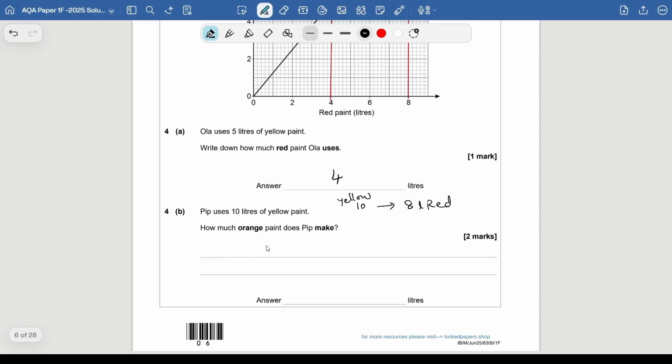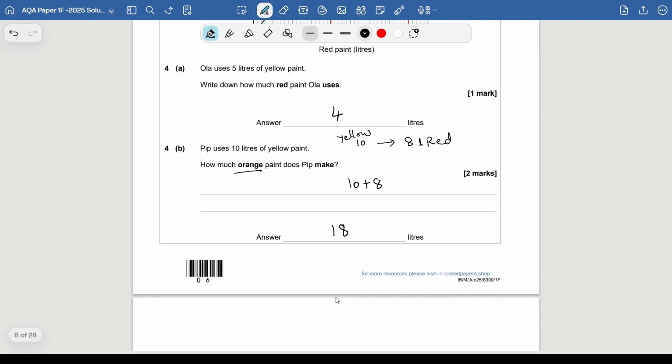Now it wants you to find how much orange paint Pip makes. So the total will be 10 plus 8, which is 18 liters of orange paint made.